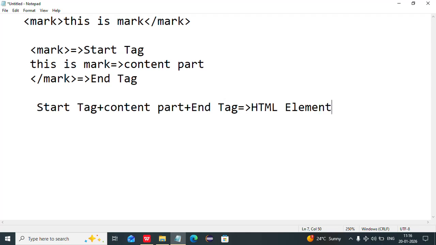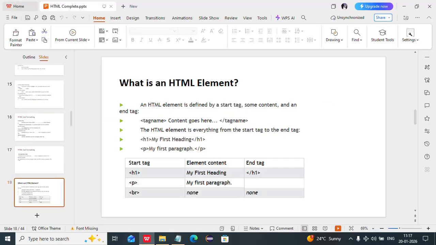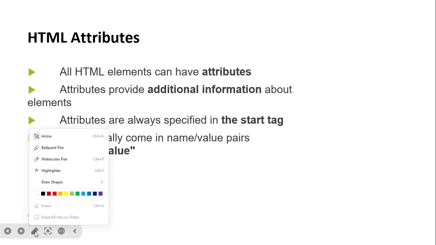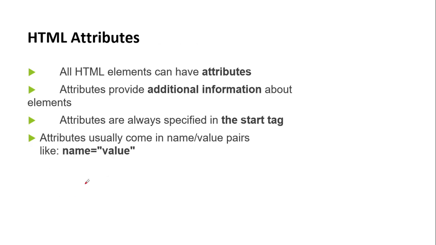Okay, this is the main important thing in HTML. If you know the element, then it will be very easy. Now you understood clearly what is an HTML element. Let's go to the next. Let's have a brief explanation about HTML attributes. Very important topic. Let's have it, okay?